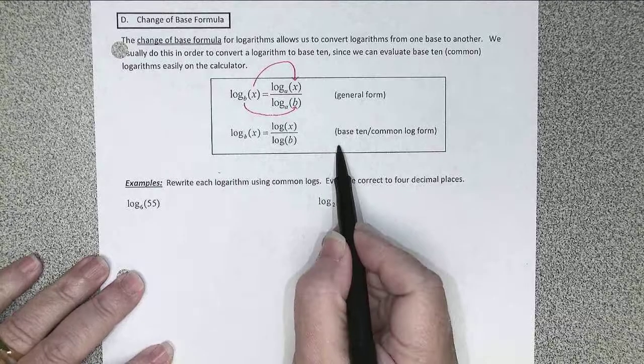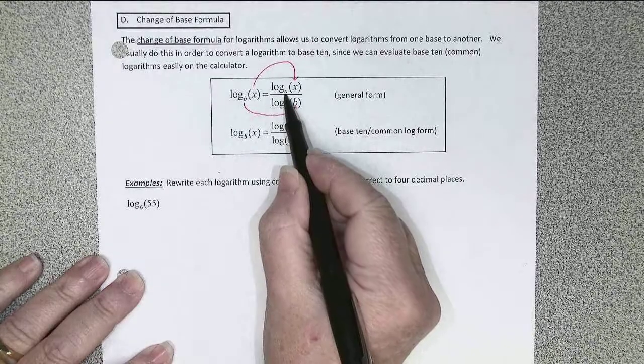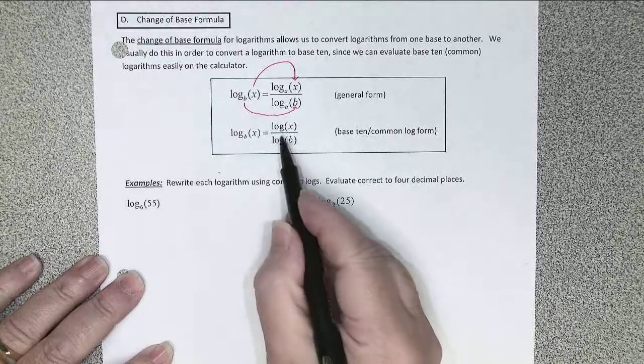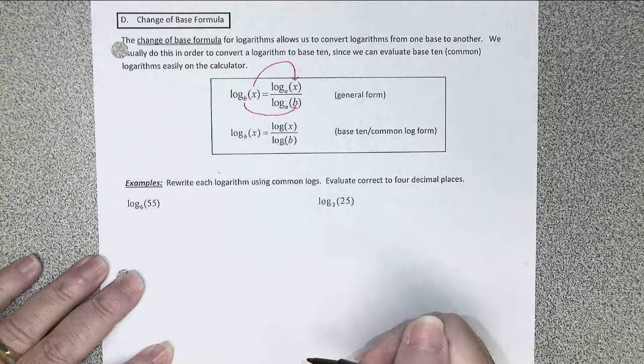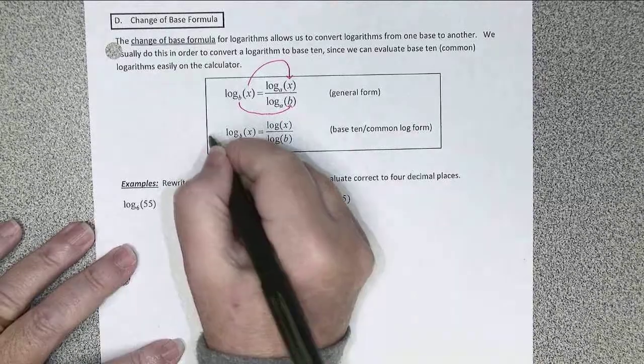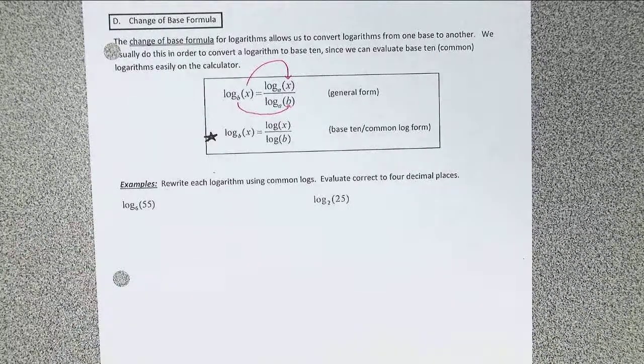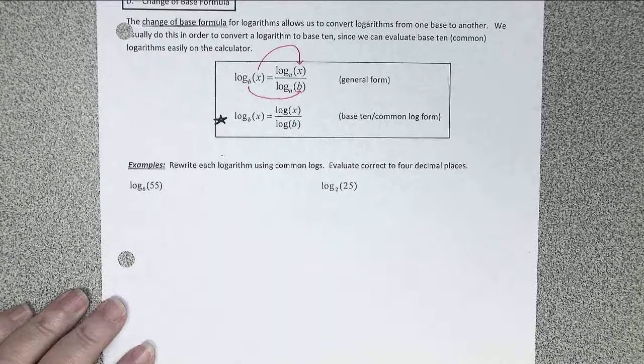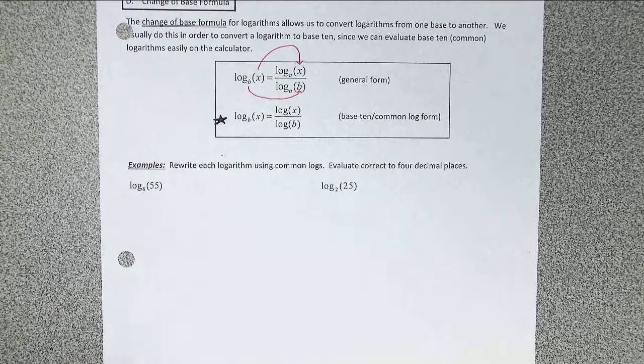So here's the base 10, or common log form. I'm just letting the base a become the base 10, meaning that, notice, I don't have to write it anymore. It's just the common log. I'm going to use that common log form, and let's rewrite each of our logarithms using common logs and then evaluate correct to 4 decimal places.